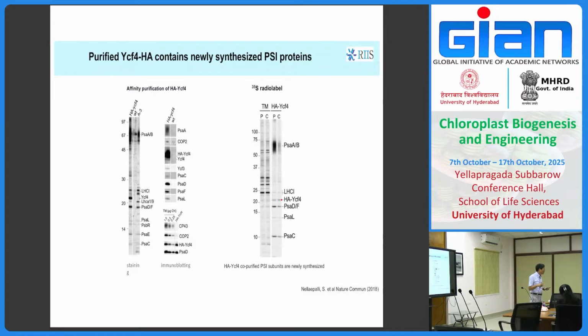YCF4 is critical for PS1. Yeah, critical, of course. YCF3 also critical. YCF4 is critical. If you knock out, no PS1. But we observe a difference between the YCF3 preparation and the YCF4 preparation. What does this difference mean or suggest, or tell us?